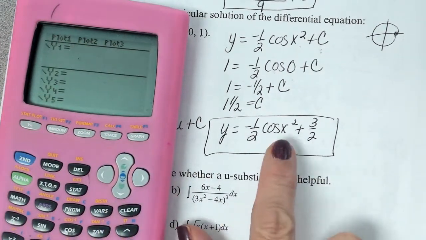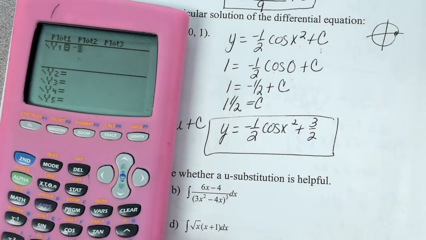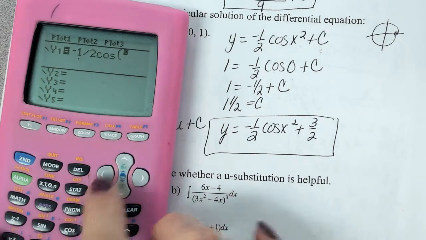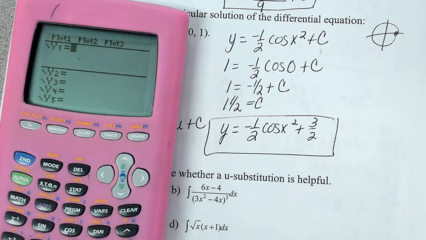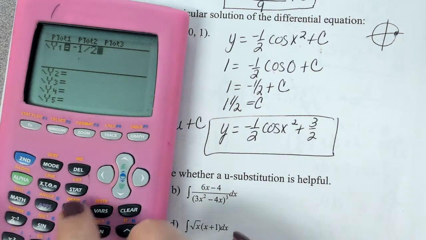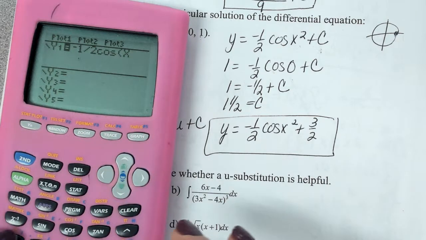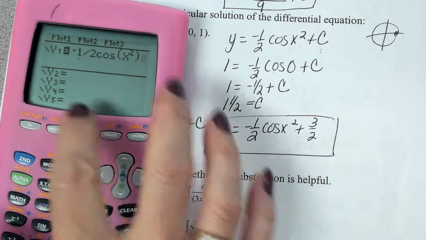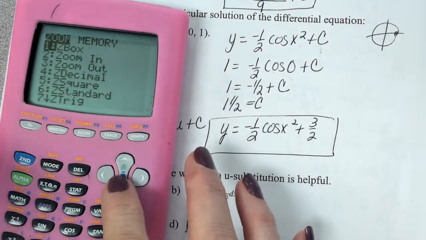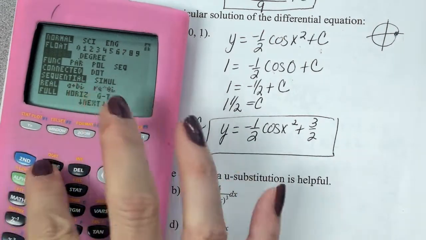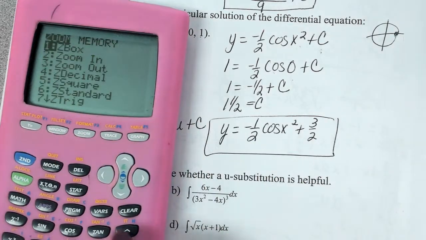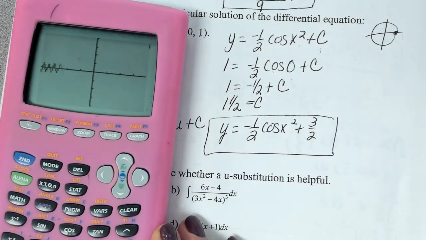Now, I can check this. Watch what I can do. Negative 1/2 cosine of x squared. Okay, I'm going to check my mode. I prefer to be in radians on the mode. Doesn't really matter, but then I want to do a zoom trig, and I'm going to look at the function.